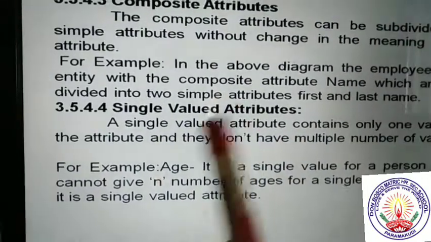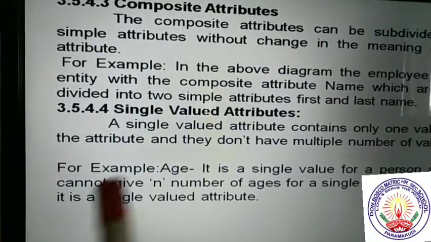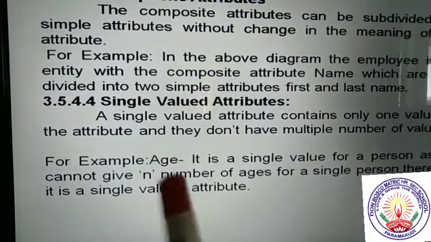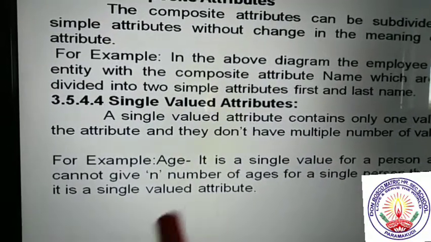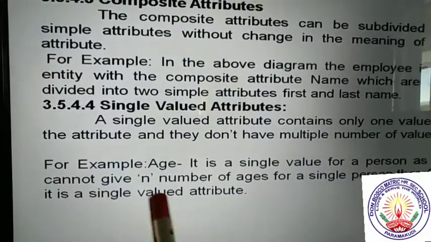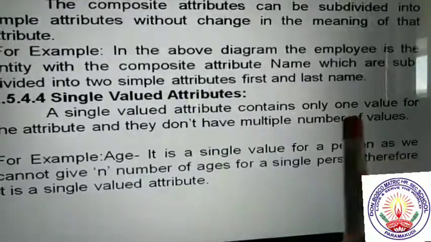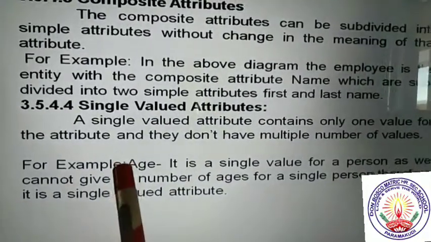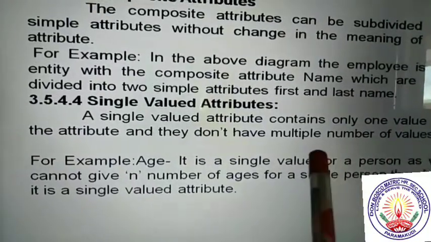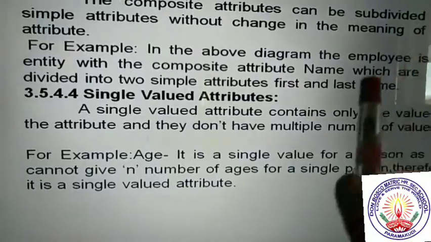Like the first person Raja is also 18 years, but their date of birth will differ. Date of birth includes timing, date, day, so everything will differ. So each person has a single value. The single valued attribute contains only one value for the attribute, and does not have multiple values. Each person has only one age.